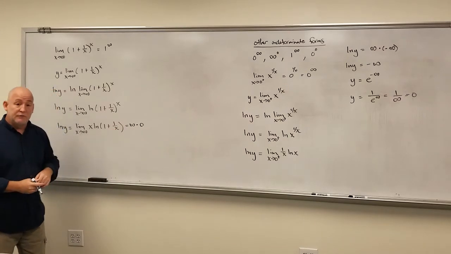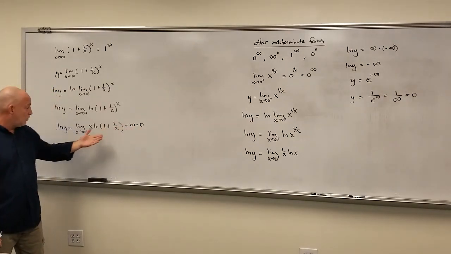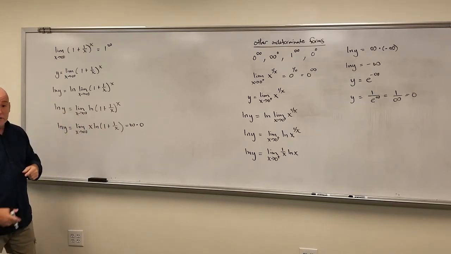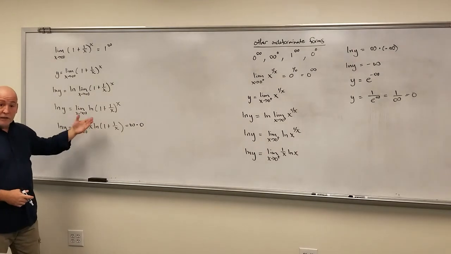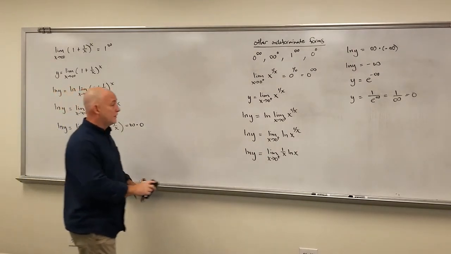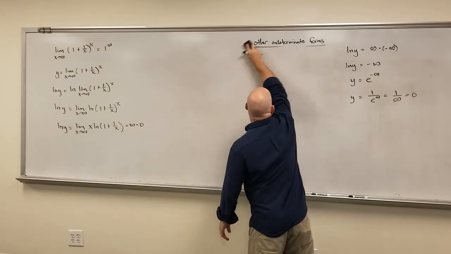But we did see just a few minutes ago, where if we have infinities times zeros, we can always take one of these two functions and flip it into the denominator, so we can get a ratio and do L'Hopital's rule. All right, so let's see here.